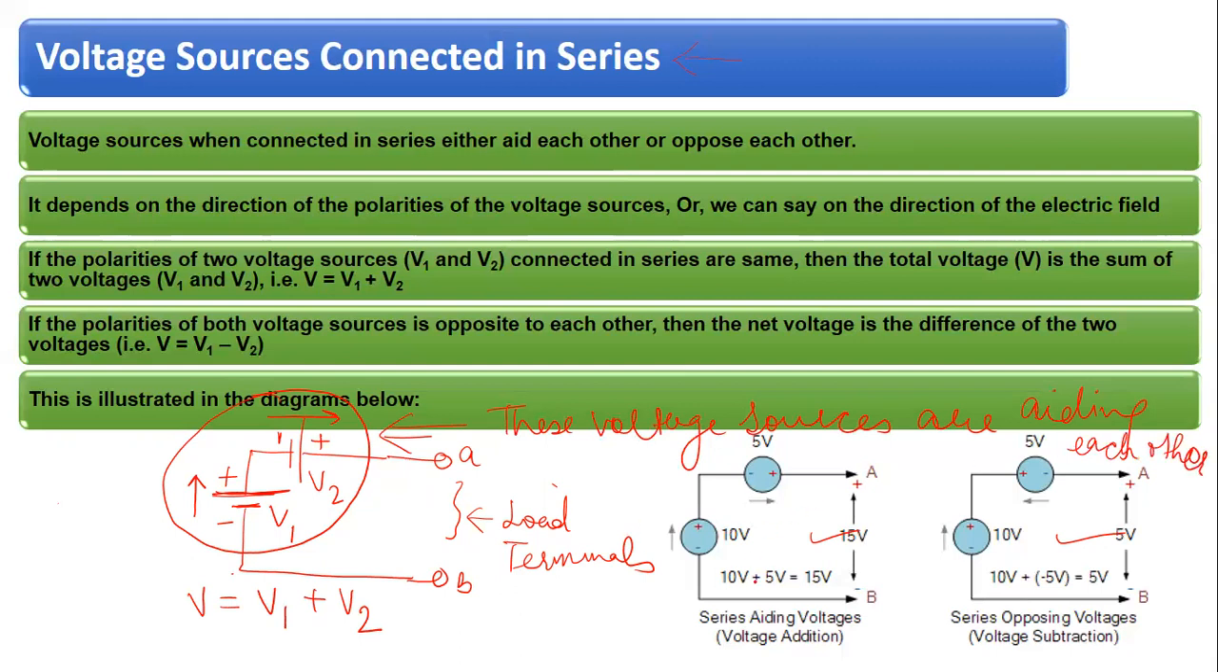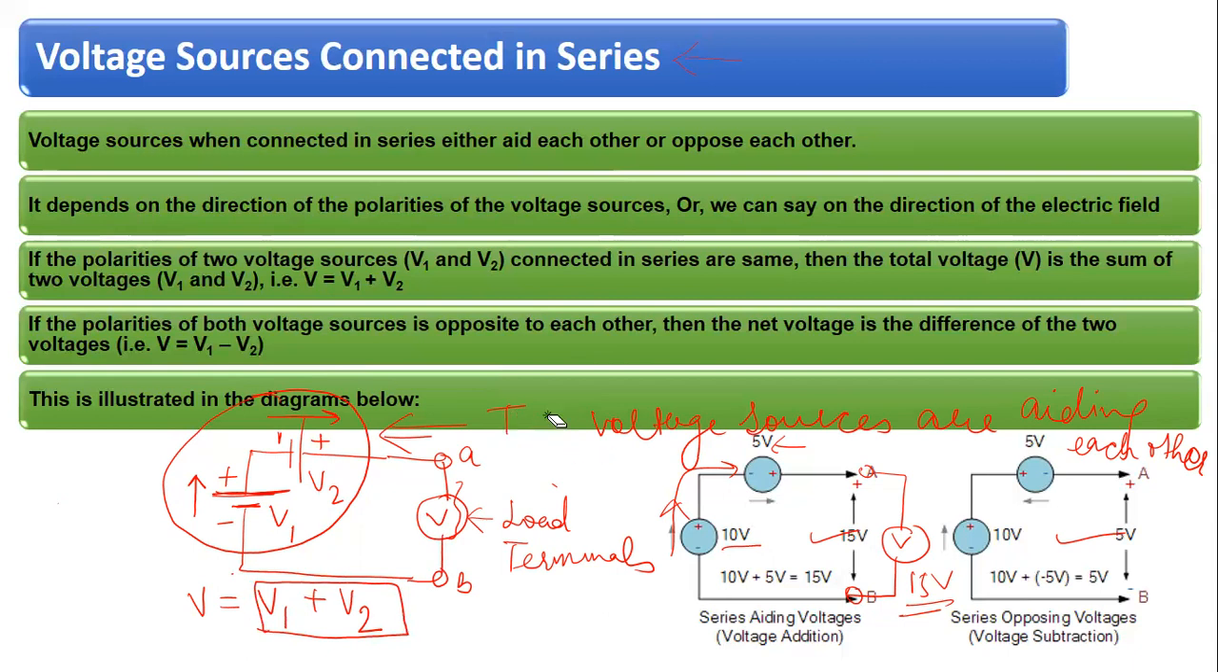Like in this example, if you see, there is a voltage source of 10 volt and there is another voltage source of 10 volt. Now, the direction of their voltage is same. It is like this, right? So the total voltage, if you connect a voltmeter here, this voltmeter shall measure 15 volt. If you connect a voltmeter here, this voltmeter will measure V1 plus V2 in general, right?